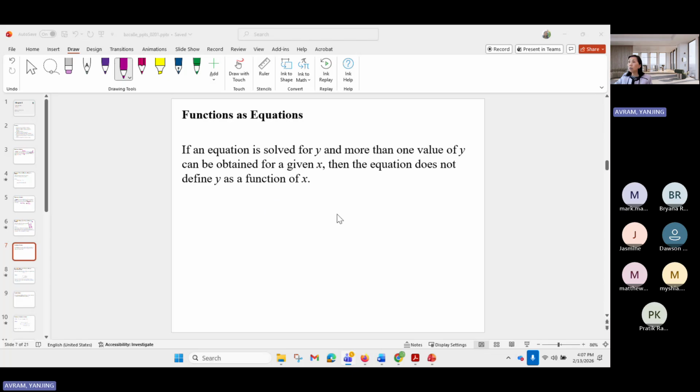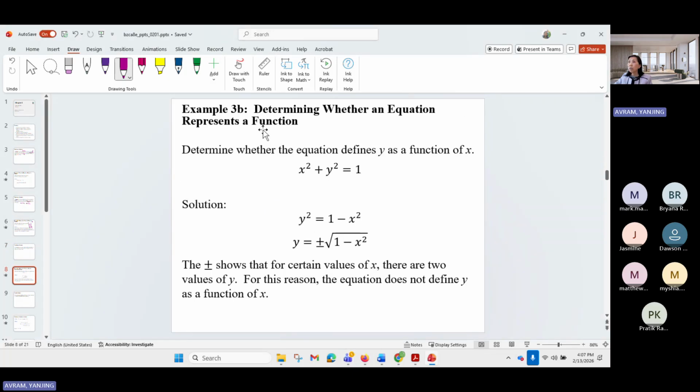All right, so that is the function relationship. If we determine whether this equation represents a function or not, apparently this one is a circle, right? If you graph this one right here, it is a circle with its center at the origin. If I solve for y, you subtract x squared on both sides, so you have y squared equal to 1 minus x squared. Take the square root, you're going to have a plus minus.